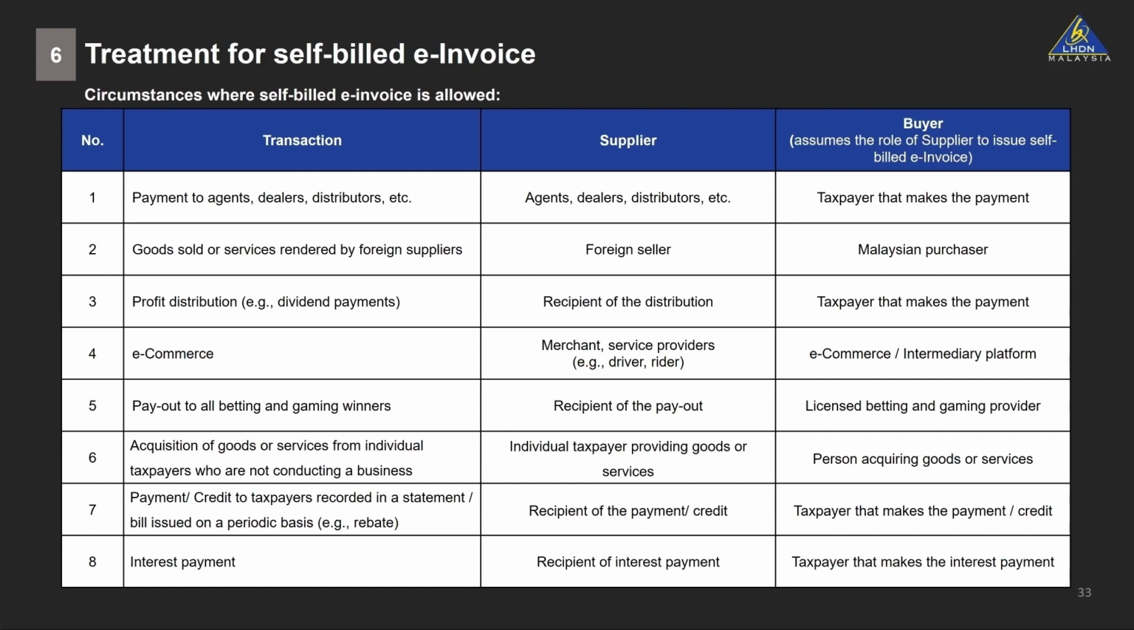Keduanya adalah purchase of good or services from overseas seller, di mana Malaysian buyer yang beli perlu issue invoice on behalf of overseas sellers. Ketiganya adalah profit distribution, the taxpayer making the payment, issue an invoice on behalf of the profit distribution recipient. Keempatnya adalah e-commerce transaction. Kelimanya adalah payout to all betting and gaming winners. 6 adalah acquisition of goods or services from individual taxpayer not conducting business. 7 adalah payment and credit to taxpayer recorded in statement be issued on periodic basis, sampai rebate. Ke-8nya adalah interest payment.